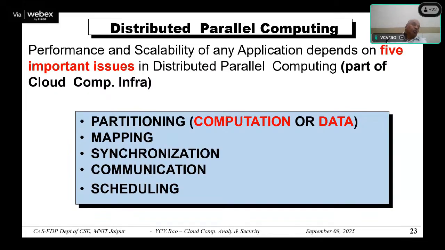In the case of Hadoop MapReduce, how do you schedule? So all these five influence the cloud service provider as well as the application developer who writes the code.